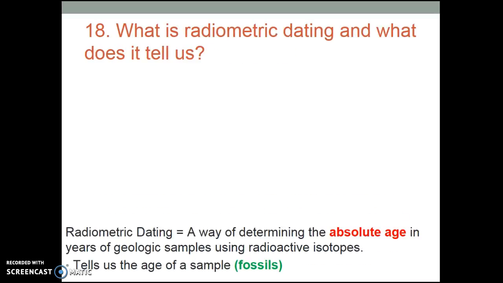Radiometric dating, what does that tell us? That's going to be determining the absolute age in years of geological samples using radioactive isotopes. It tells us the age of that rock or that specific organism that's found in that rock.